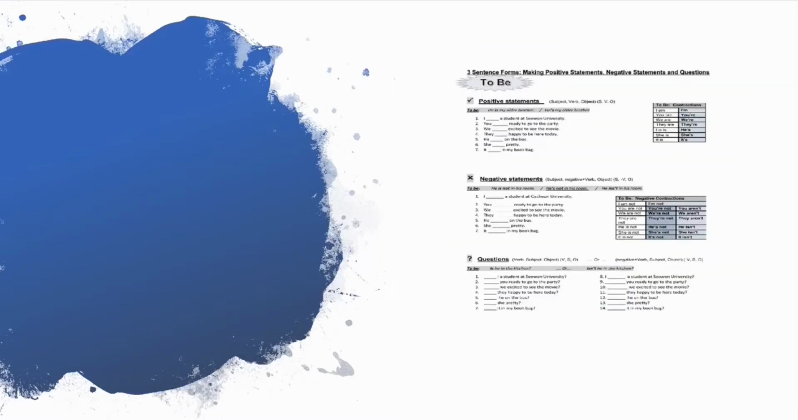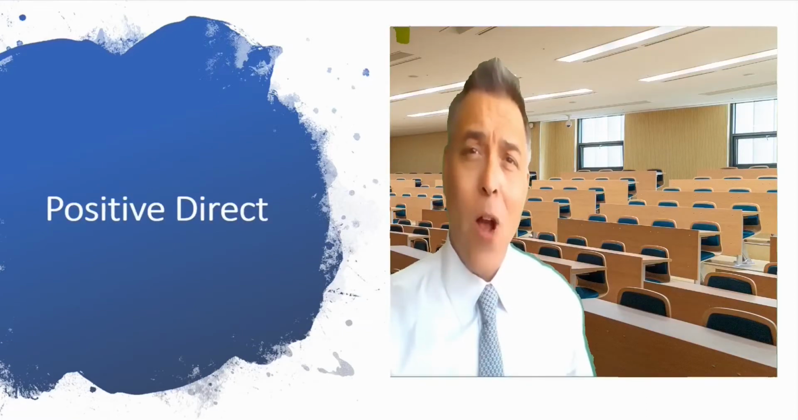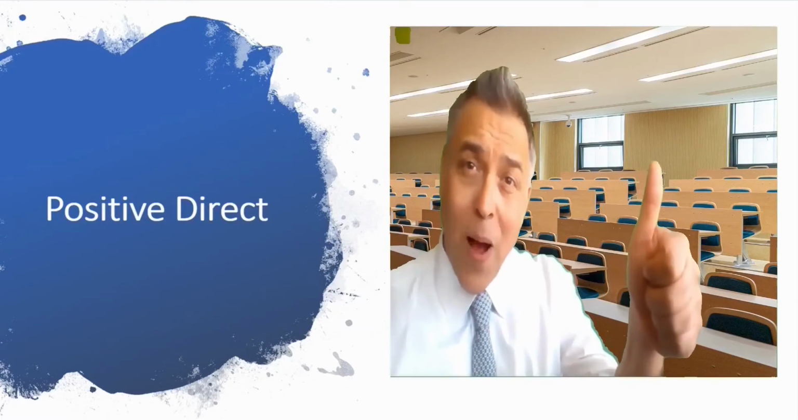All right, class. Well, we're going to look at 3 sentence forms using the verb to be first. On the screen, you can see a worksheet, and we will break it into 3 parts. A positive statement part, negative statement part, and a question statement part. Right now, let's talk about the direct positive form.